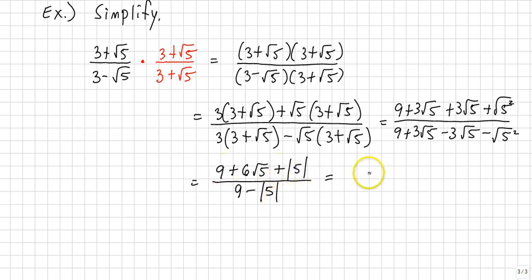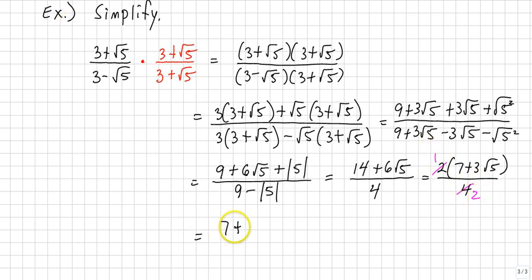Let's see, 9 plus 5 is 14, plus 6 square root of 5. On the bottom, 9 minus the absolute value of 5 would be 4. Let's see, we can simplify this a little bit more. In the numerator, why don't we go ahead and take out a 2. And then that 2 and that 4 will simplify. And I got 7 plus 3 square root of 5 all divided by 2.